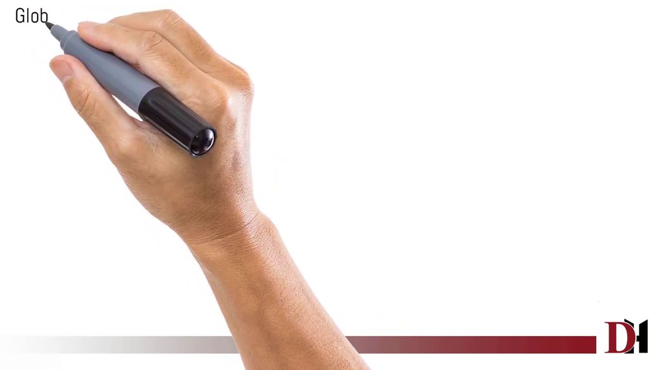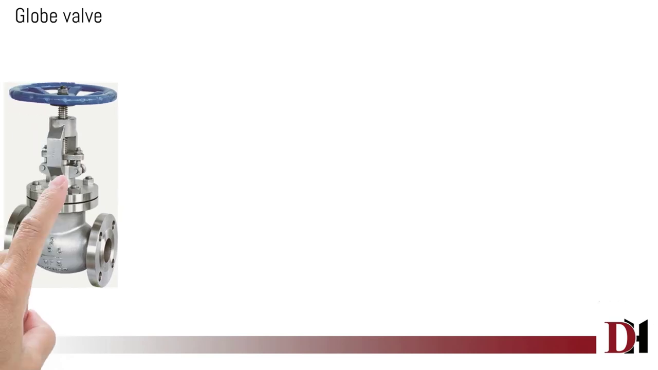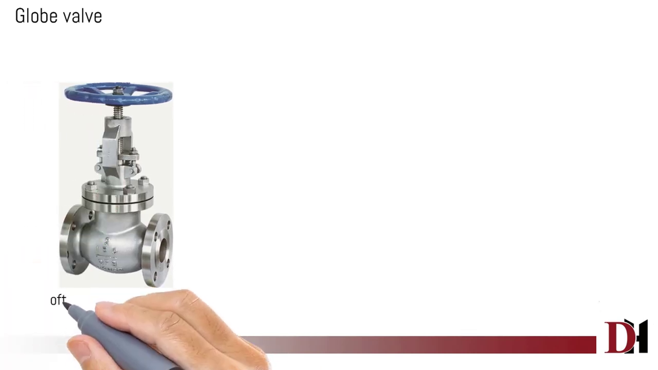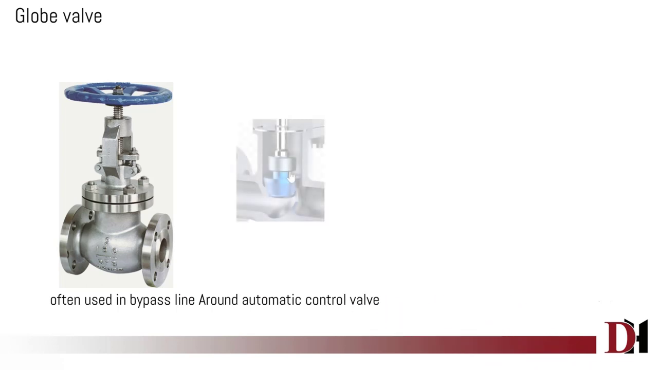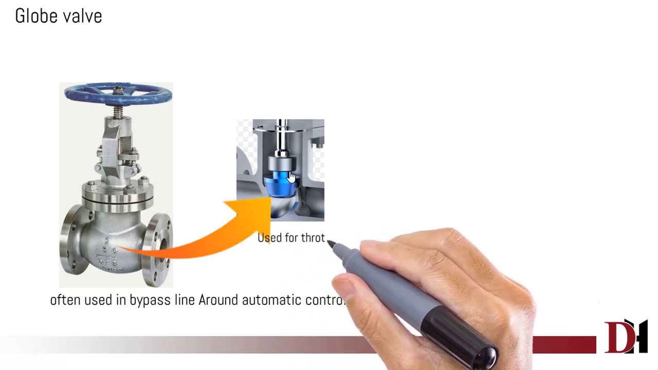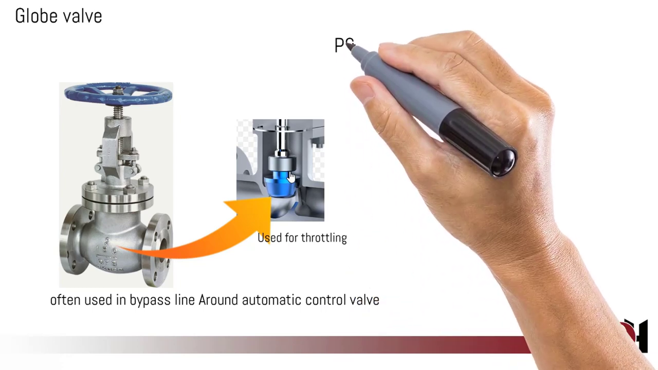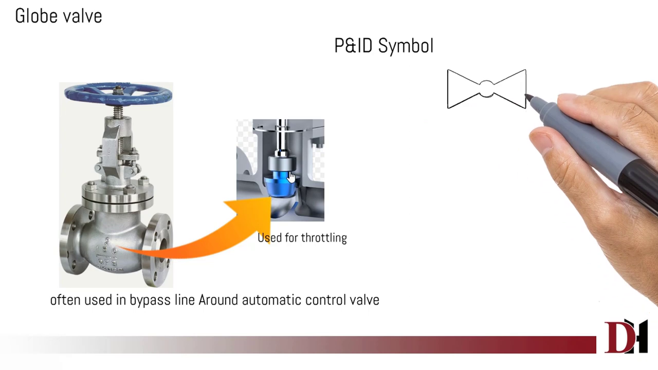Now we will discuss globe valve. Globe valves are often used in bypass lines around automatic control valves. These valves are used for throttling. You can see its P&ID symbol with example.